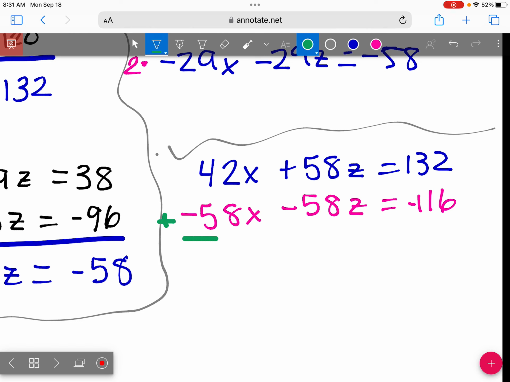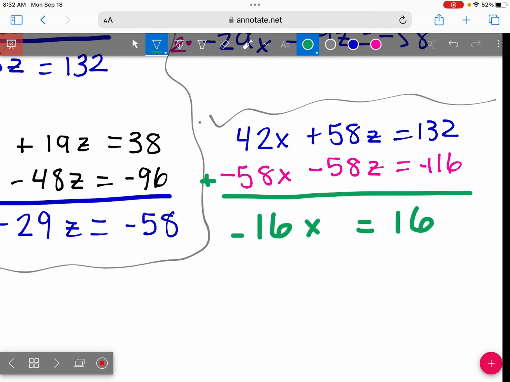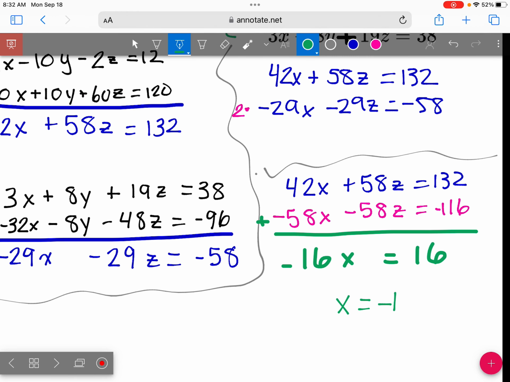Because then I can add these together to get that negative 16x, 58z minus 58z, we have 0 z's. Equals 16. So what does x equal? X equals negative 1. Well, now I know what x equals. I can go take it and now plug it back in to find my z.